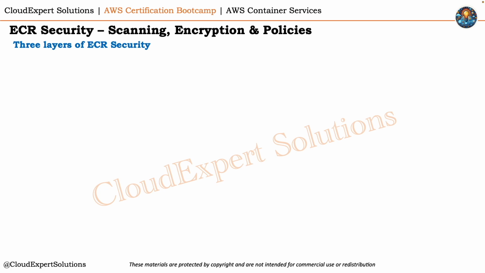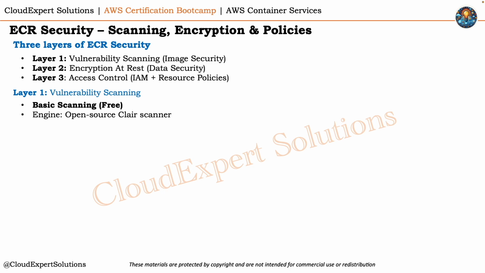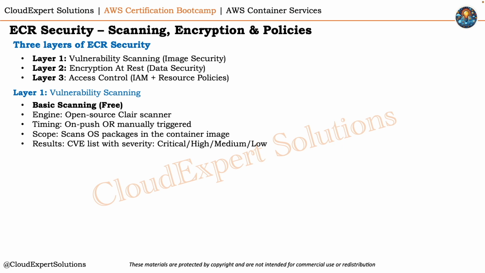Next is ECR security. We have 3 layers and all are exam testable. Layer 1 is vulnerability scanning, Layer 2 is encryption at rest, and Layer 3 is access control via IAM and resource-based policies. Starting with vulnerability scanning, ECR has 2 scanning modes. First, basic scanning, which is free. It uses the open source Clair image scanner. It scans when you push an image and identifies known CVEs in the operating system packages. The results show you a breakdown by severity. It could be critical, high, medium, low, which specifies the CVE ID and remediation guidance.